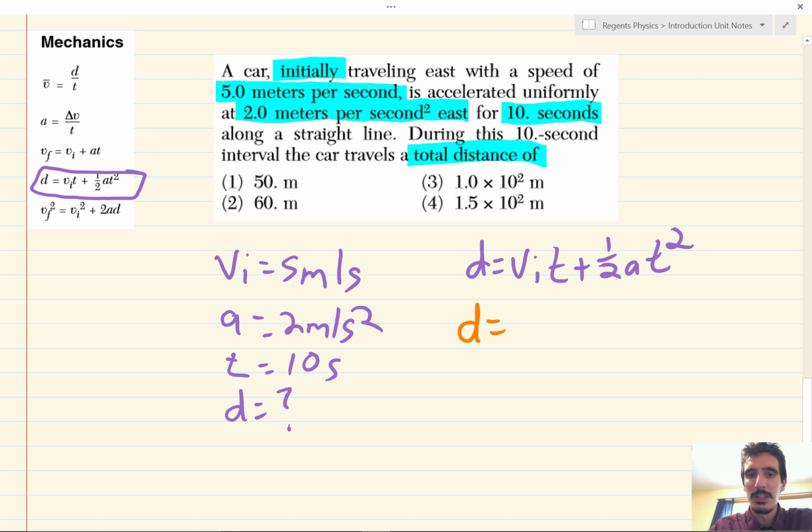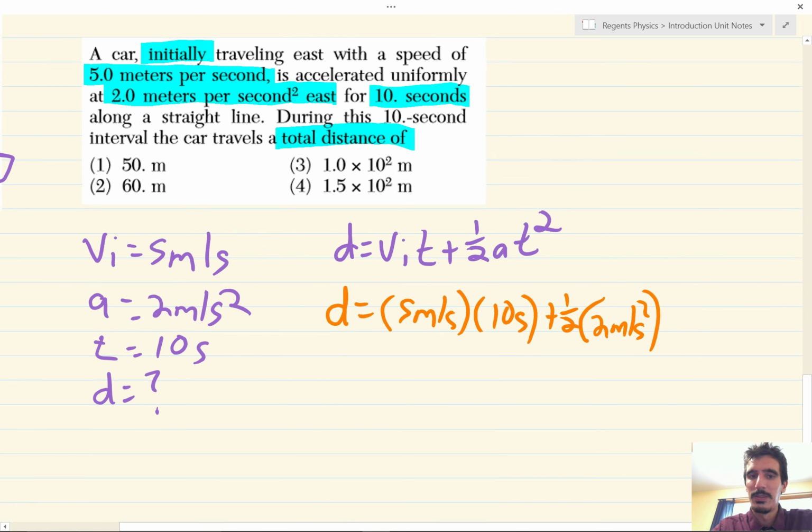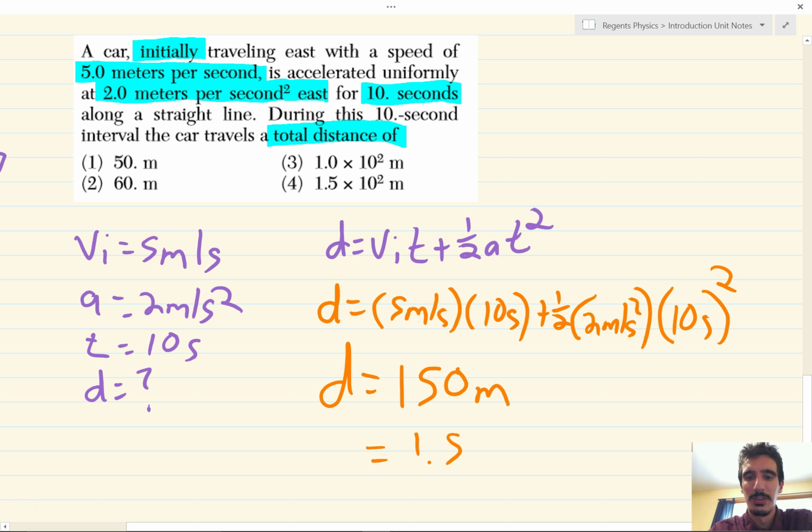So D equals VI, 5 meters per second, times T, 10 seconds, plus 1/2 acceleration, 2 meters per second squared, and I can't fit it all in here, sorry, times T squared, 10 seconds, quantity squared. We do this in our calculator and we get the distance is 150 meters, which in the answers is 1.50 times 10 to the 2 meters.